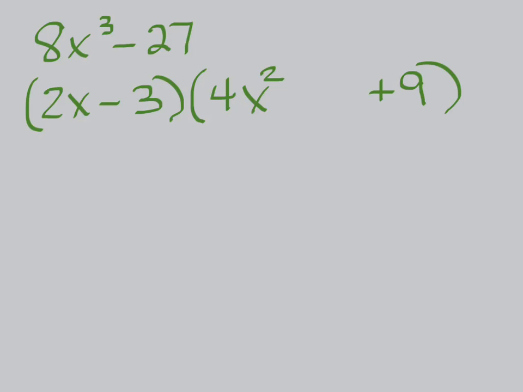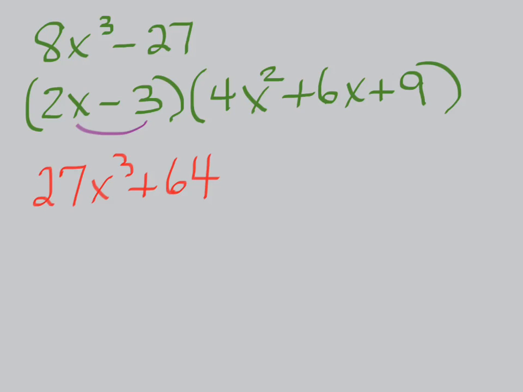Note that the last term will always be positive, and the middle term will be the opposite of the operation in the binomial. So we will multiply 2x times negative 3, which gives us negative 6x, and the opposite value, positive 6x, will go in the middle. We have now factored the difference of two perfect cubes. We can't factor this trinomial any further.